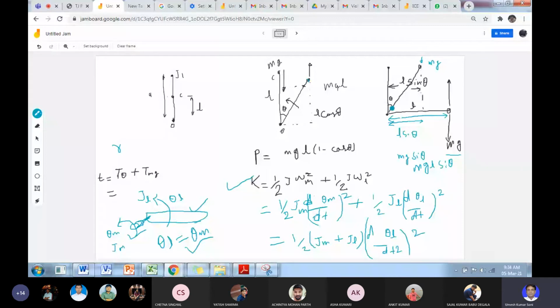So this is tau. Okay, so one, we have calculated the kinetic energy. Second, we have calculated the torque. Now calculate the potential energy.